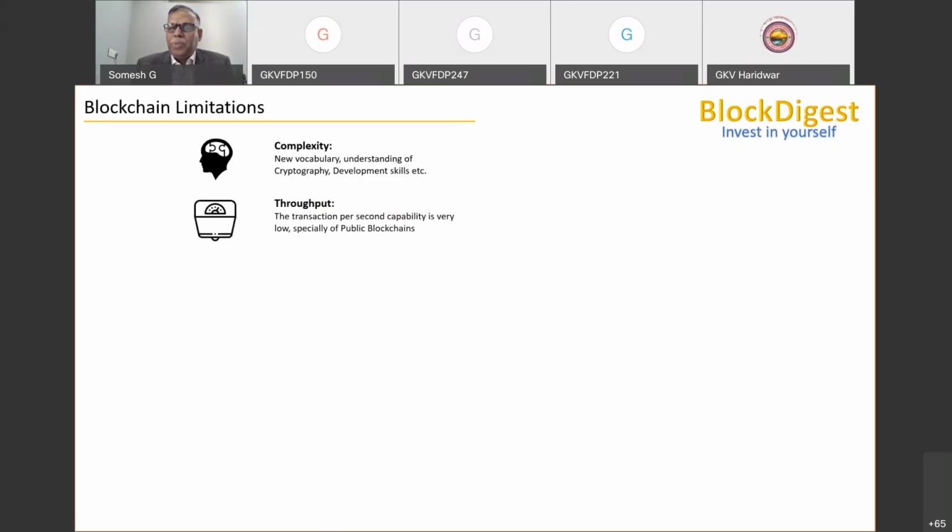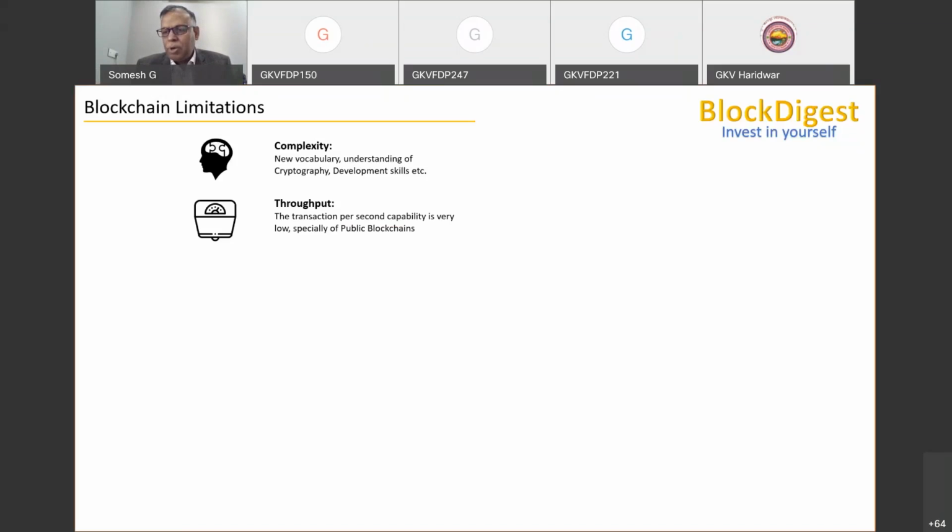The throughput, the transaction per second capability of blockchains by design is very, very low. A VisaNet system that I personally worked on handles about 2,000 to 10,000 transactions per second worldwide. All the Visa traffic, all the MasterCard traffic, all the Discover traffic, all goes through VisaNet. Similarly, other payment networks have similar kind of capabilities.